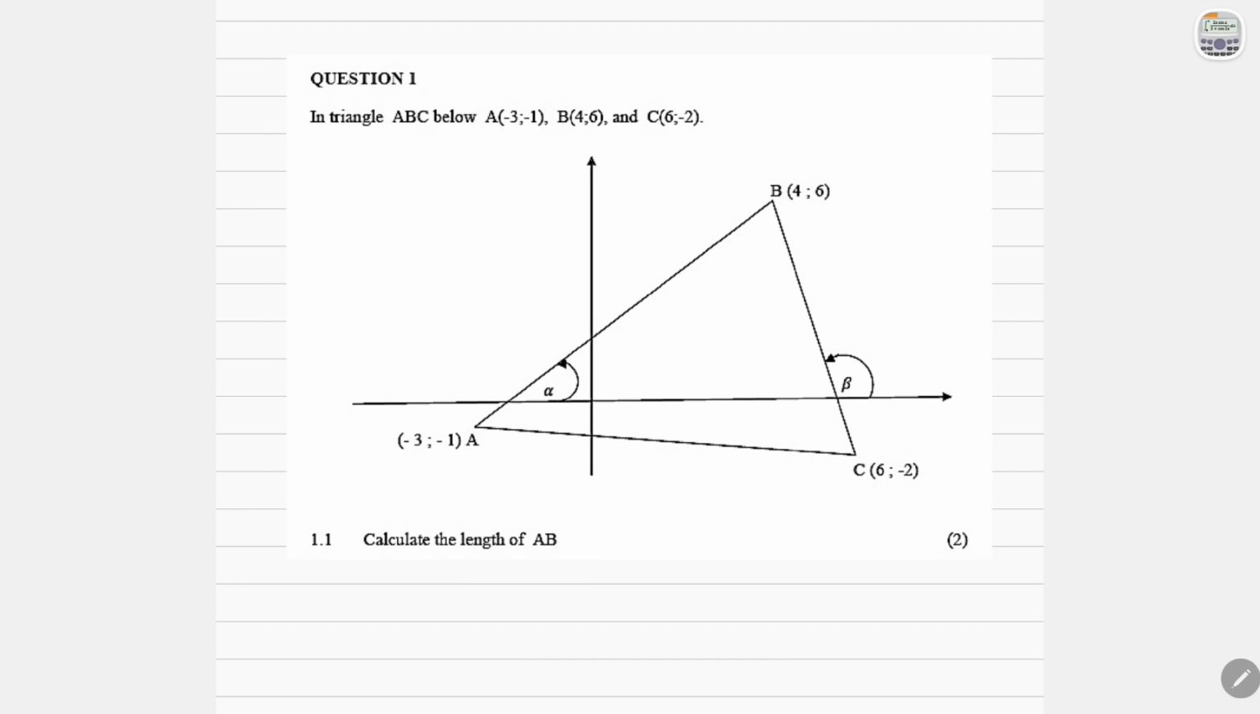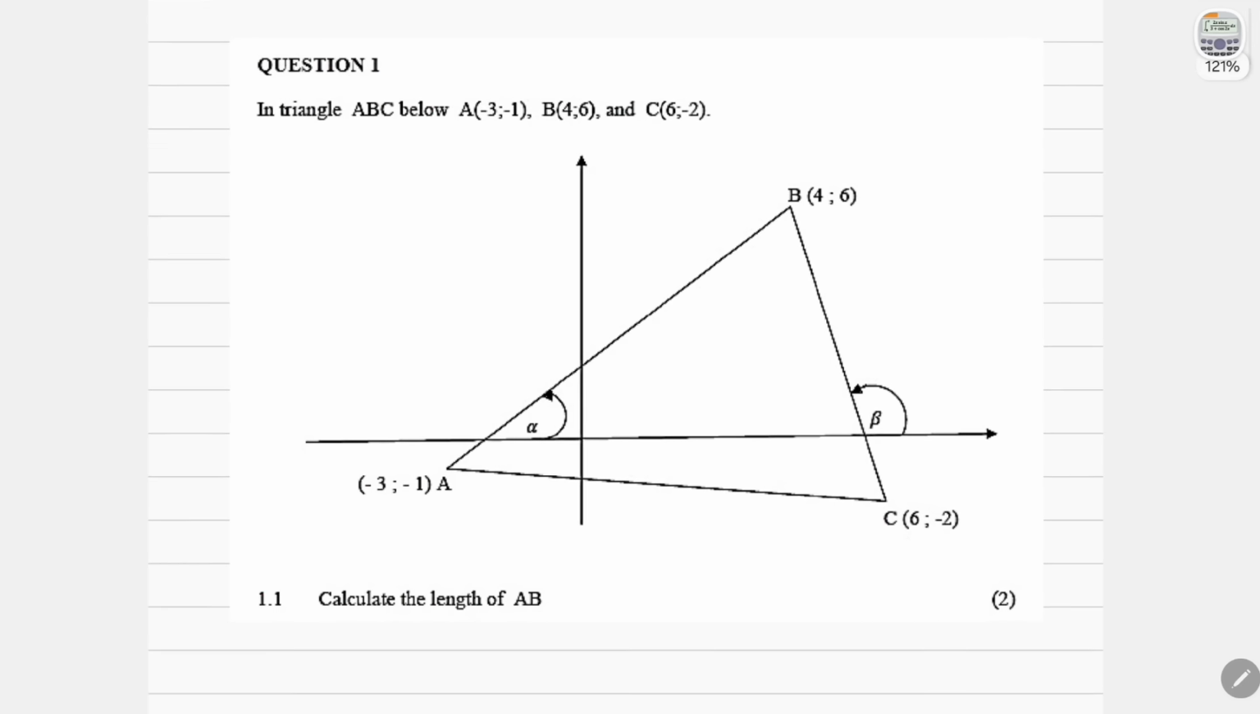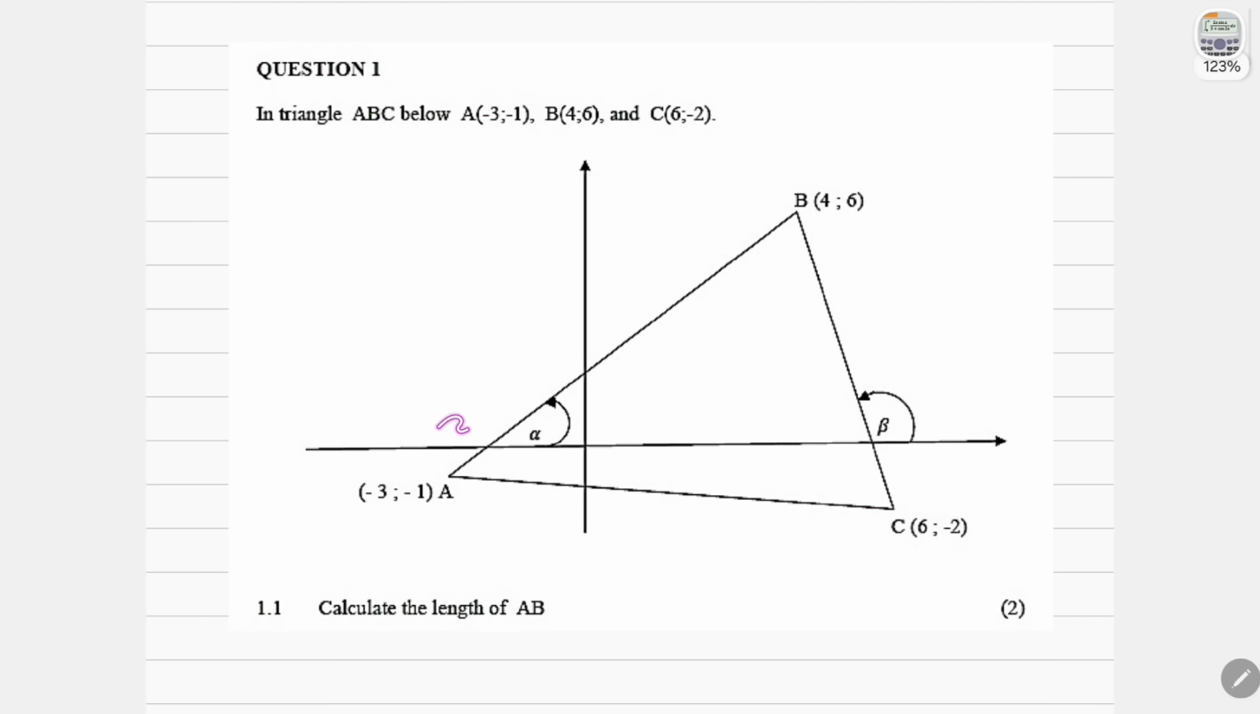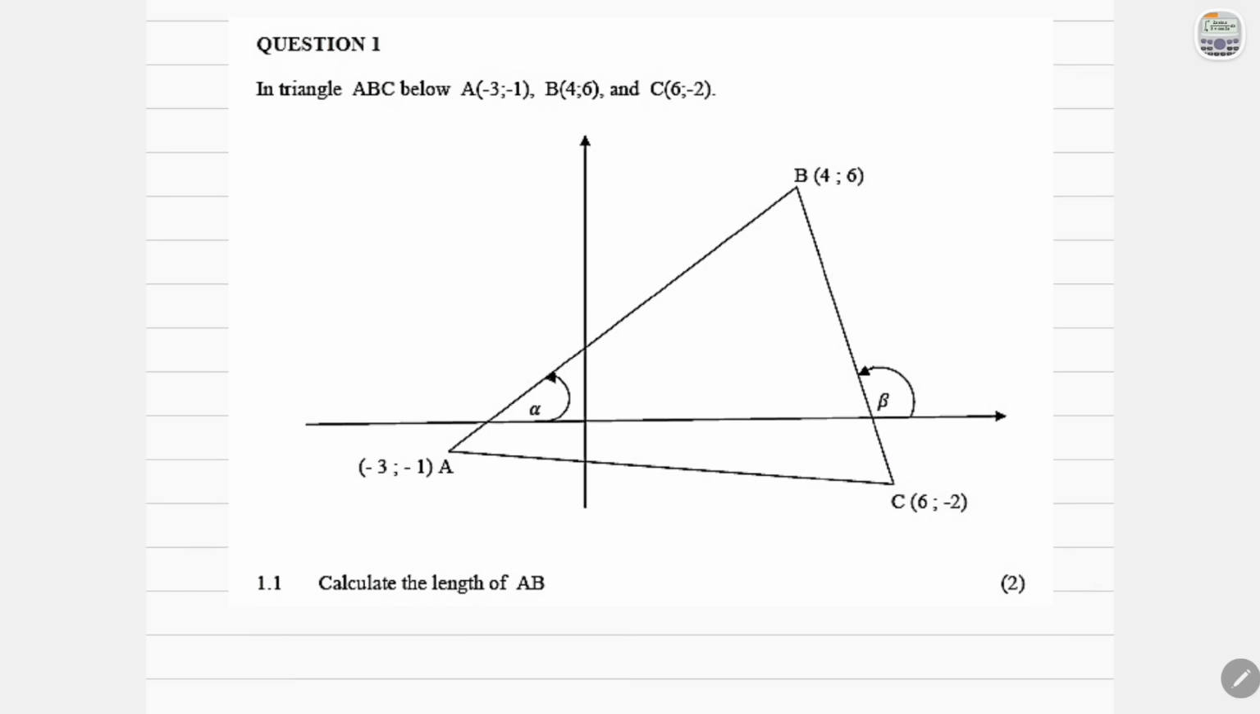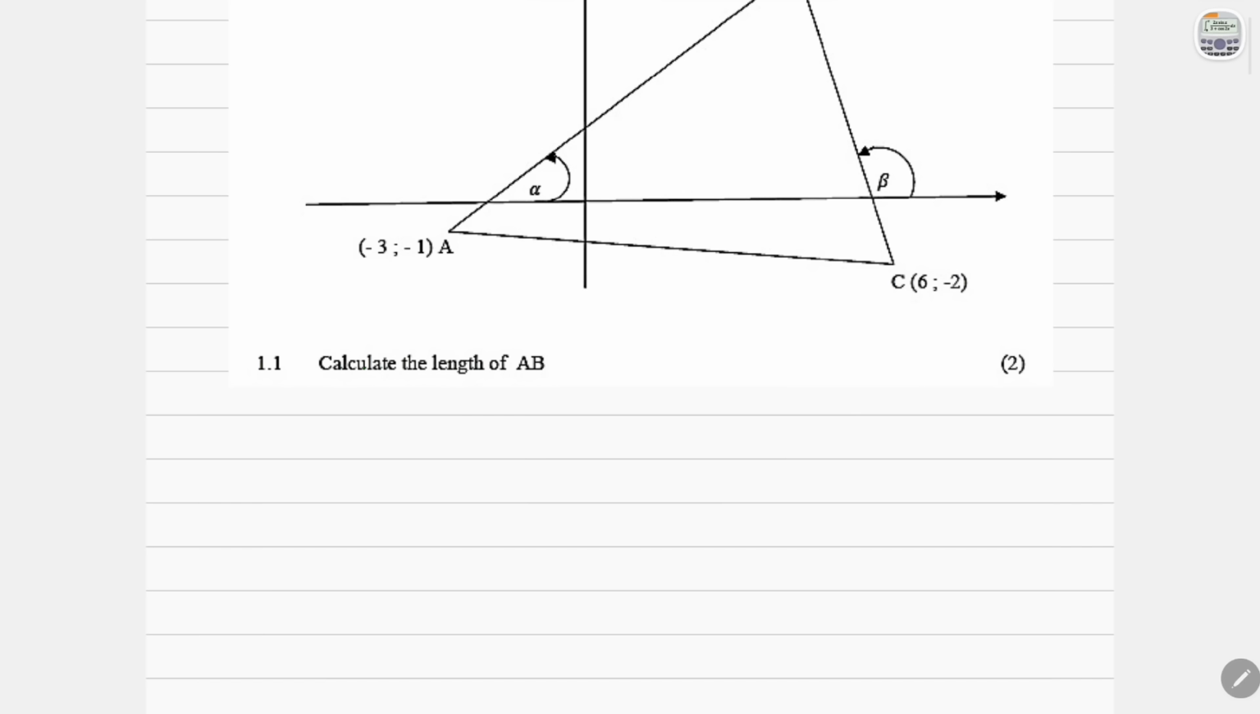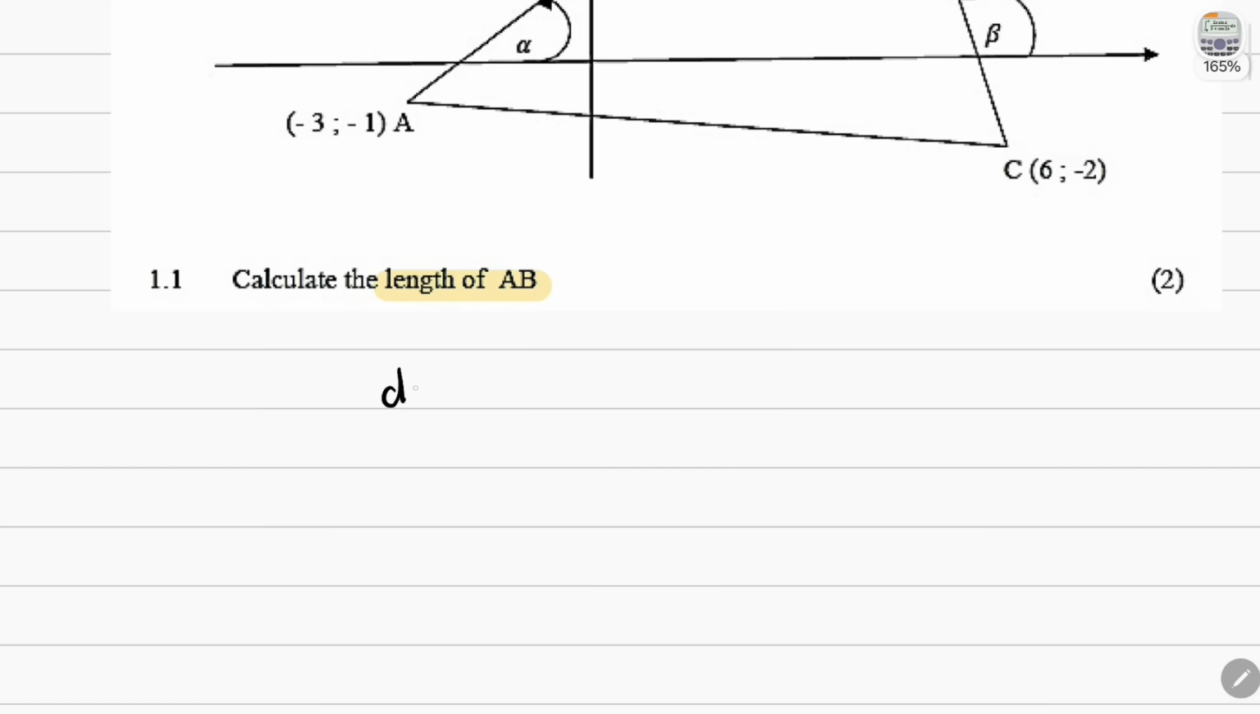Question 1 says, in triangle ABC below, we have point A, which is (-3; -1), point B, which is (4; 6), and point C, (6; -2). We need to calculate the length of AB. Okay, so to find the length of a line, we simply need the distance formula, which is the square root of (x2 minus x1) all squared plus (y2 minus y1) all squared.